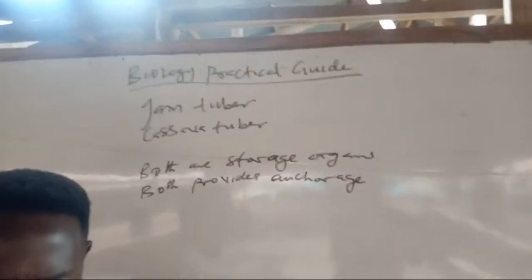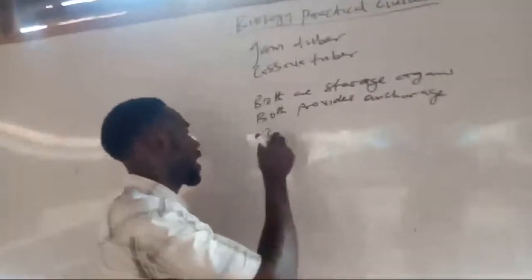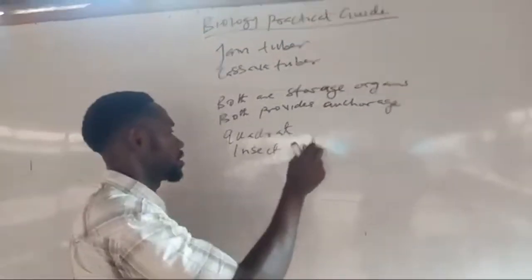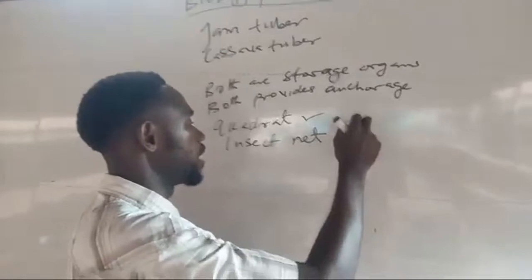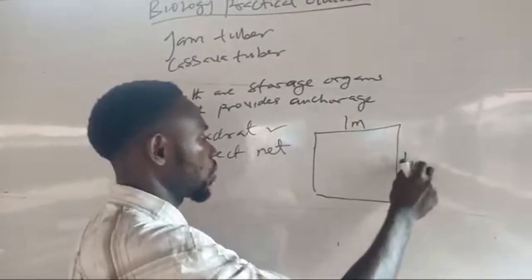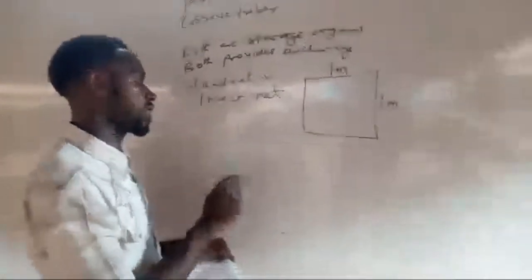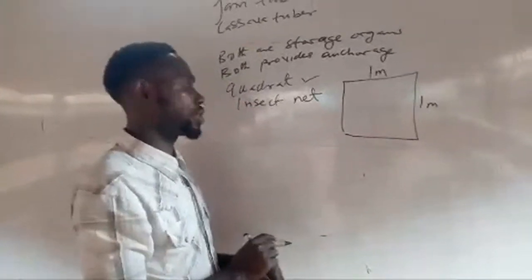Then we may have a specimen like quadrats and insect nets. These two are actually for population study, quadrats and insect net. So this quadrat is a frame. Quadrat is any frame of known dimension made of wood or iron. The common one we usually use is the 1 meter square quadrat. It is used to determine the population size of a particular species. Is there any question?